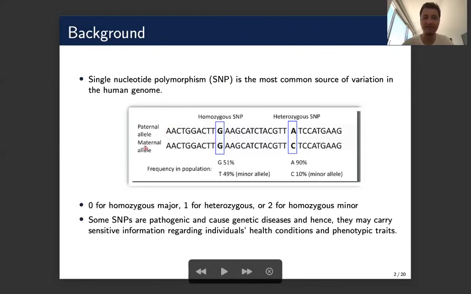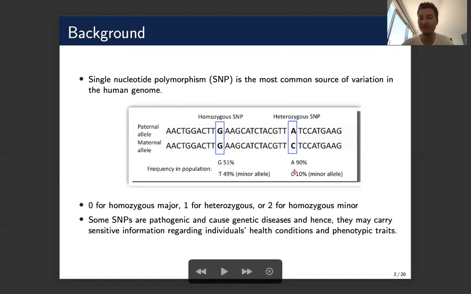Here, for each position, a certain nucleotide is called the major allele if it is the most frequently seen nucleotide for that position, and the other alleles are called minor alleles. For example, for that position, A is seen with 90% frequency, so A is the major allele for that position, and C is the minor allele for that position.